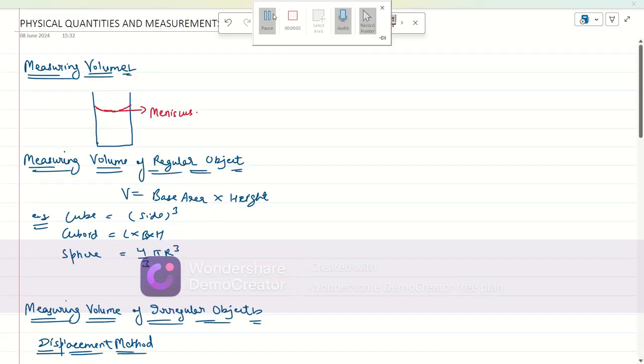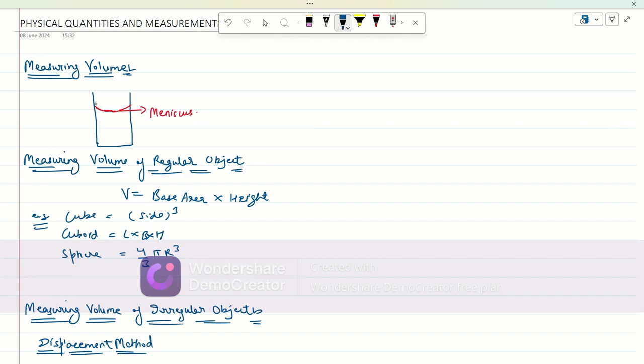How can we measure volume? For measuring volume, let's say you have to measure the volume of liquid, then we can use a measuring cylinder. Let's say we are measuring the volume of water. When you put the water or any liquid in the measuring cylinder, you will see a curved portion like this. This is known as meniscus. In case of water, you will always see this curved inside. So you have to always measure the lower meniscus.